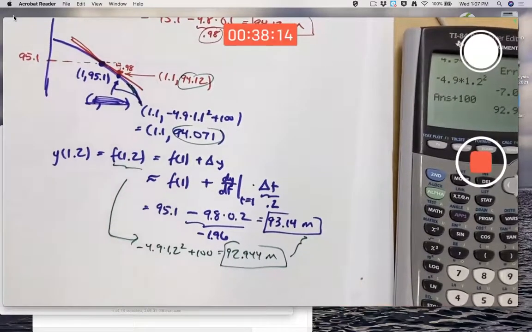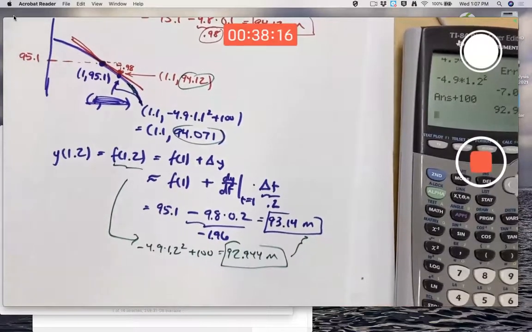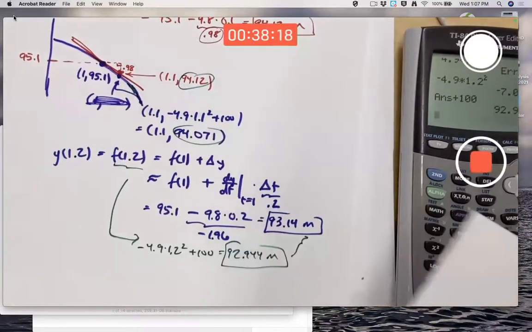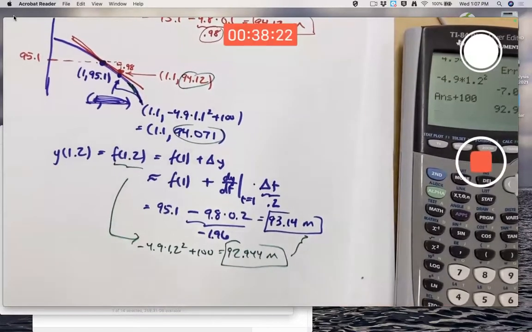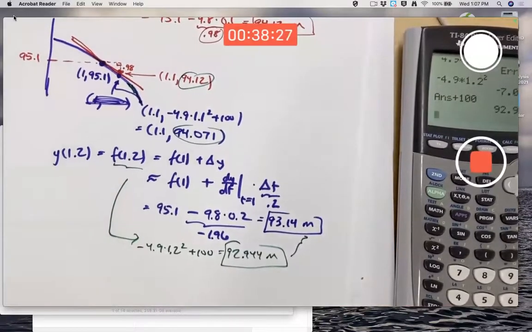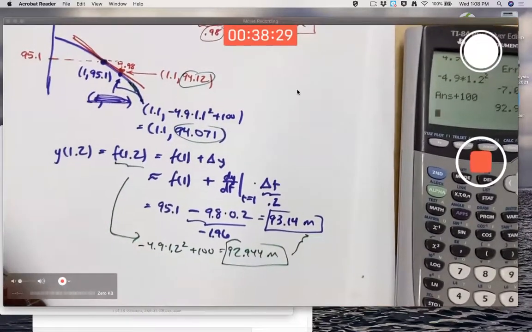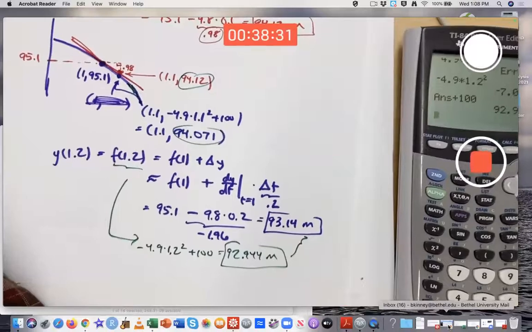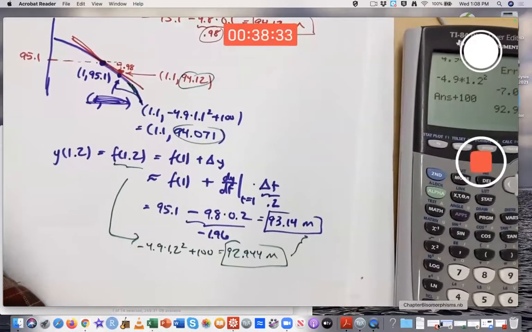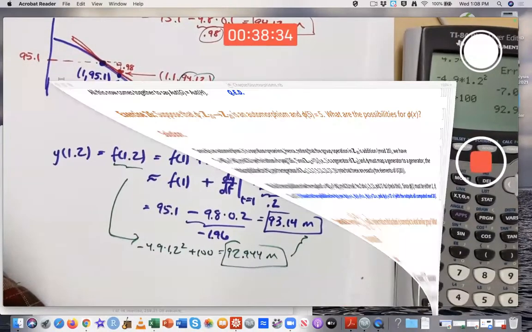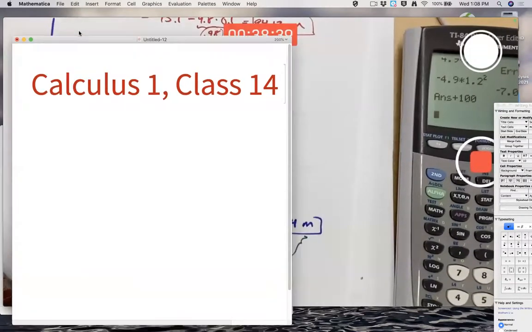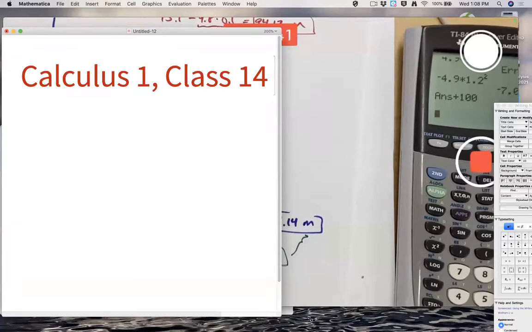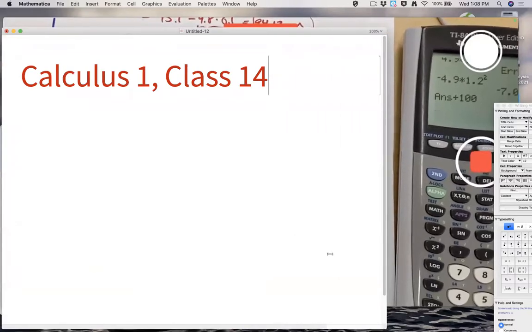All right, I'm about to show you Mathematica that will expand on this stuff. On the homework due Friday, there will be one problem where I have you make a graph in Mathematica. So let me show you the basics of making graphs. First of all, here we go, Calculus 1, Class 14. I will share this Mathematica notebook with you.